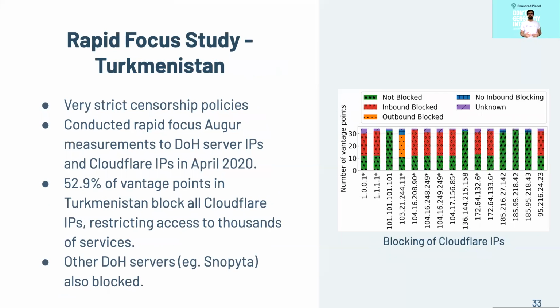Another unique strength of Censored Planet is the rapid focus ability to fire measurements on demand to investigate events. For instance, we conducted a rapid focus study using Augur measurements in Turkmenistan, where we got an indication that censorship was skyrocketing. We tested reachability to a bunch of Cloudflare IPs and IPs of DNS or HTTPS servers in April 2020, and found that more than half of the vantage points we have in Turkmenistan block all Cloudflare IPs, restricting access to thousands of services.